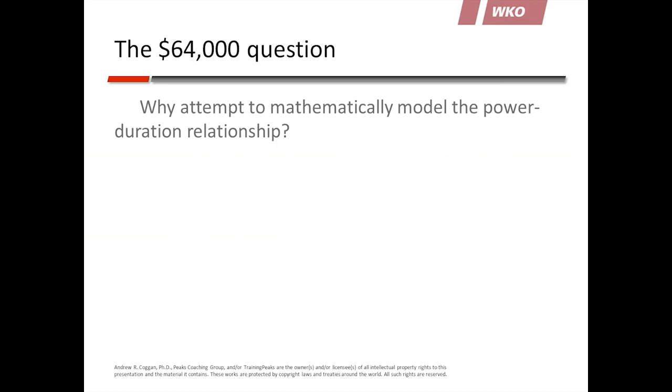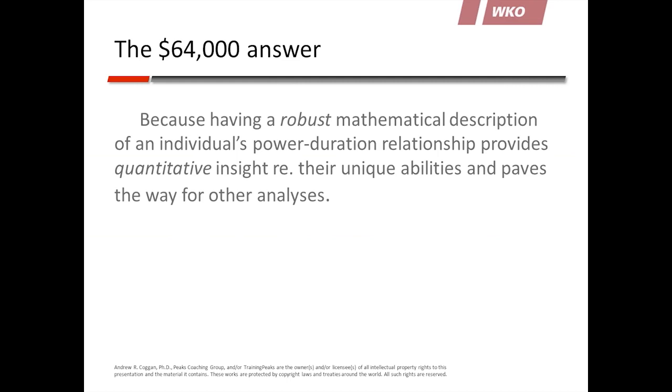If we've got a power meter on our bike that is collecting data almost second by second, why not just plot all those dots on a curve and maybe connect them with a nice little interpolated line like we've all been doing since Cycling Peaks in 2003, when Hunter and Kevin developed and coined the term mean maximal power chart. Well, the answer to that was that if you have a good mathematical description of an individual's power duration relationship, it gives you quantitative insight into their unique abilities, and it opens the way for additional analyses.